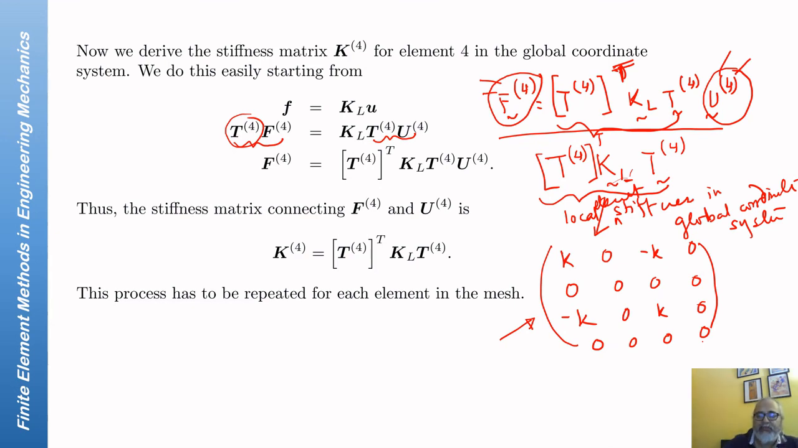Now you do this for every element, and finally you have to assemble it together to get what is known as the global stiffness matrix in the global coordinate system. How you do that is an important procedure that we will see in the next lecture.